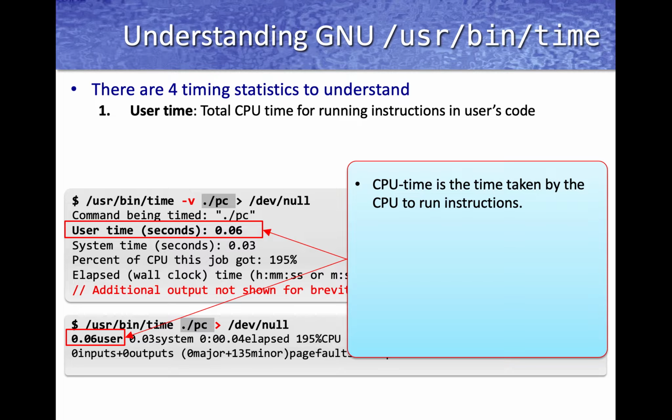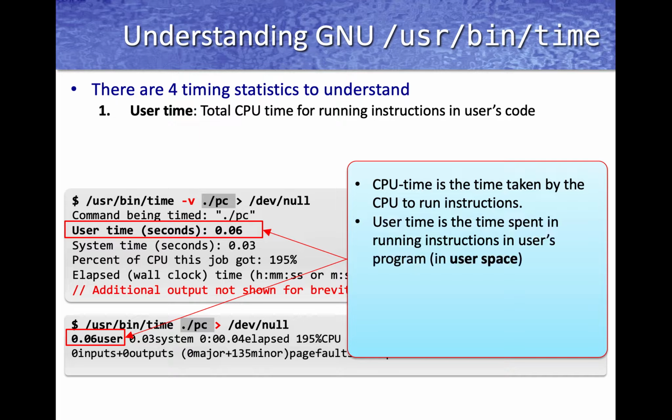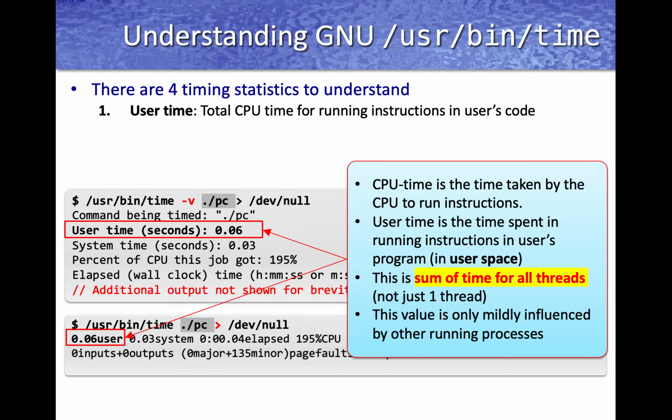So here, the user time indicates the CPU time that was spent to execute instructions specifically in user space. This is the time spent in running the program in user space, and this is the sum of the time spent by all of the threads. So it is the sum of the times and not data for just one thread. This value is only mildly influenced by other processes running on the system. This is because the number of instructions that are going to be executed in a program is independent of the other processes that are running on the system.